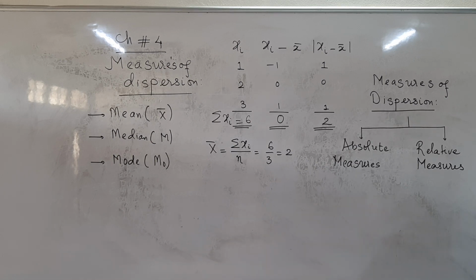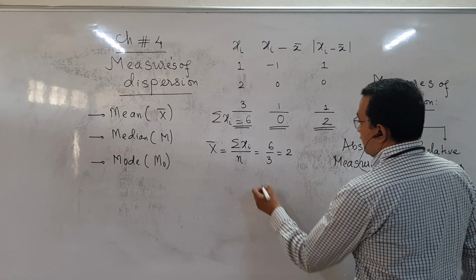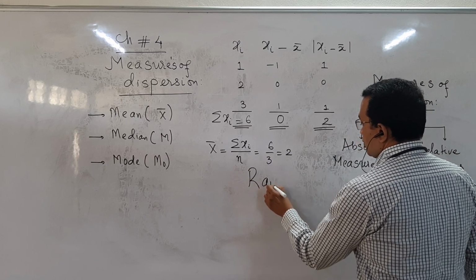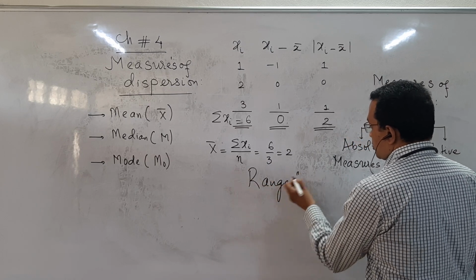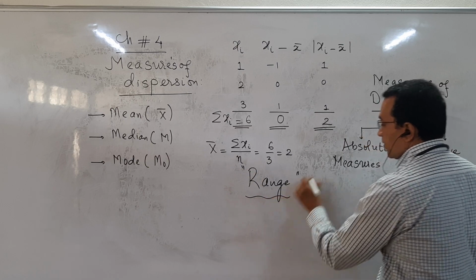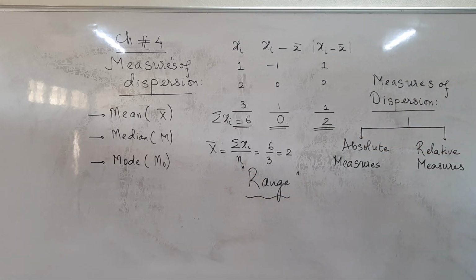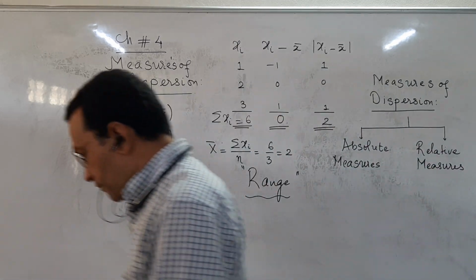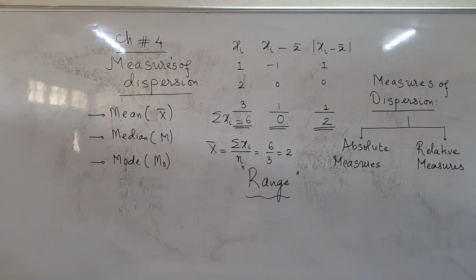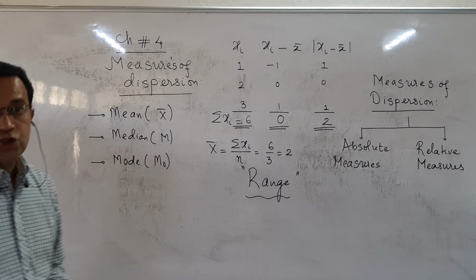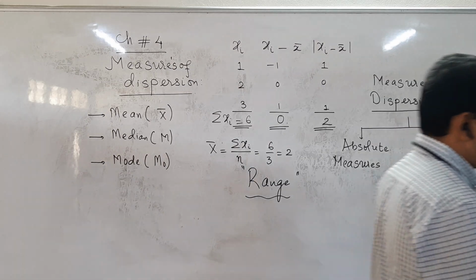Okay. So students, measures of dispersion are divided into two broad categories. The first is absolute measures and the second is relative measures. Now students, we have already studied range in chapter 2. Yes or no? Of course yes, students. We have already studied range in chapter 2.